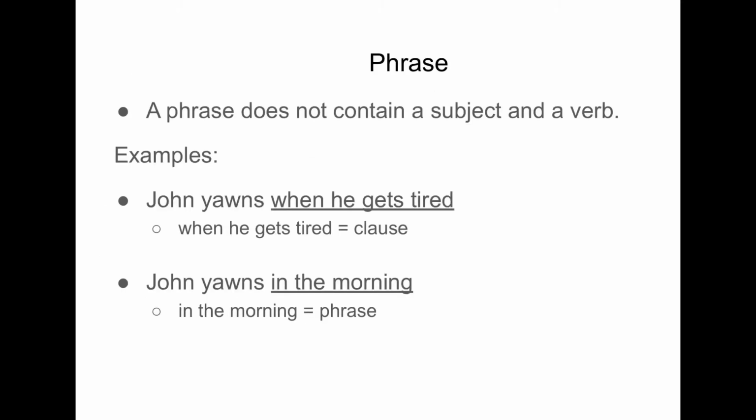A phrase, on the other hand, does not contain a subject and a verb. So, for example, John yawns in the morning. That's just a phrase. Compared to, he gets tired. That's a clause.